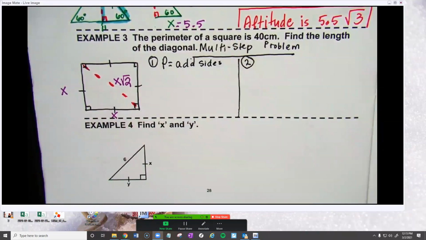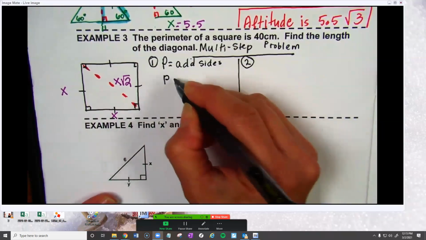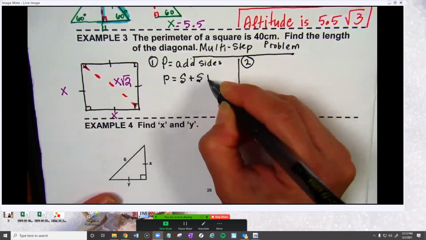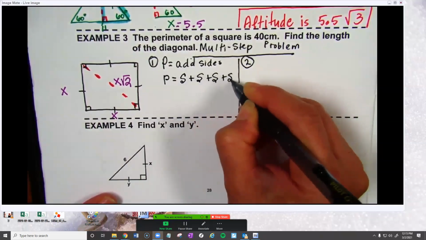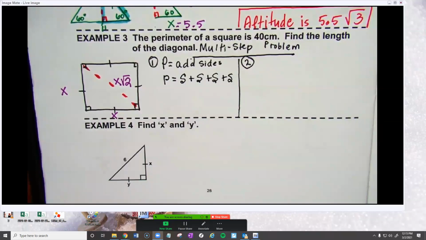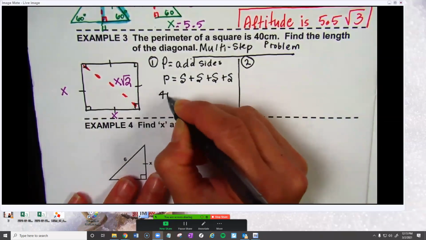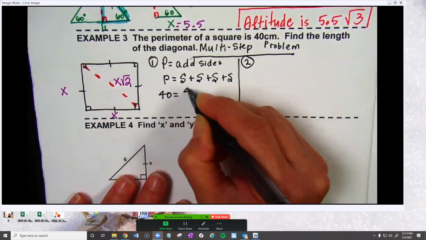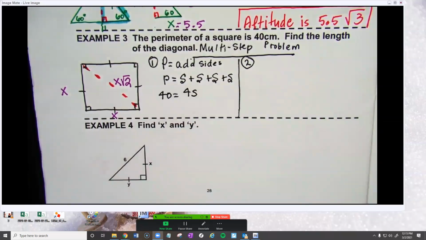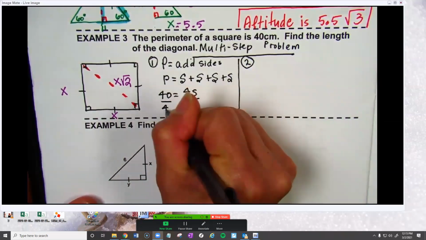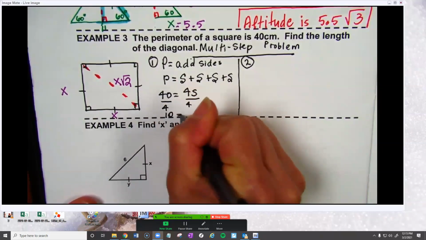And then, y'all, we have 4 sides. So this would be S plus S plus S plus S. Y'all, how many S's did I draw? 4. Right. So look, we know the perimeter is 40. So 40 equals those 4 S's that I drew. Divide both sides by 4. That's 10, right? That's right. That's the magic number we need to move forward.